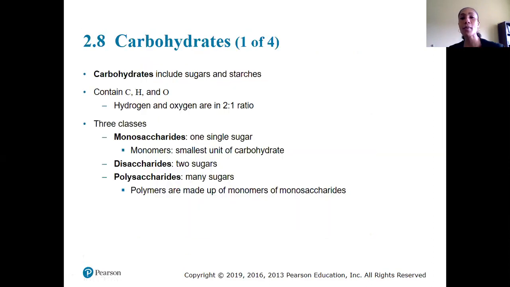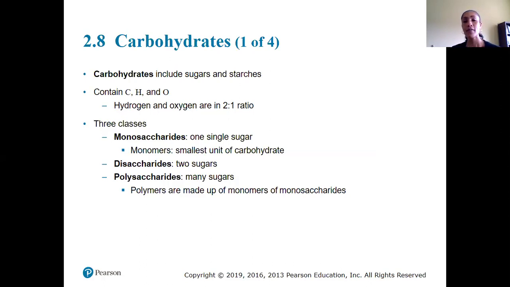All right, so let's talk about some carbohydrates. What is a common term for carbohydrates? Sugars. When you think about carbohydrates, think of your sugars and your starches. We have three classifications of carbohydrates. We've got monosaccharides, which involve one single sugar. A monosaccharide is the smallest monomer of carbohydrates.